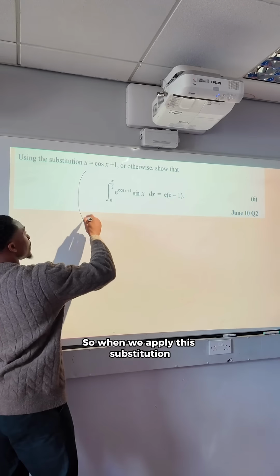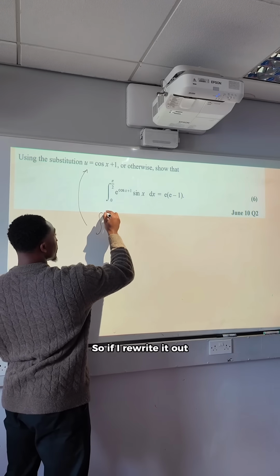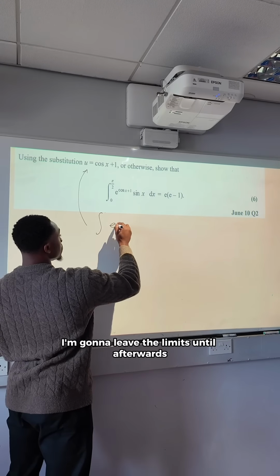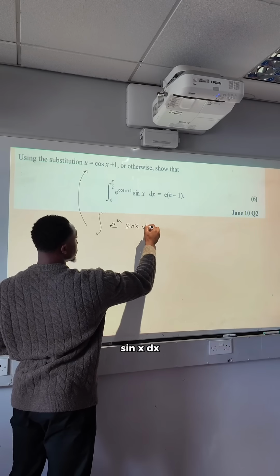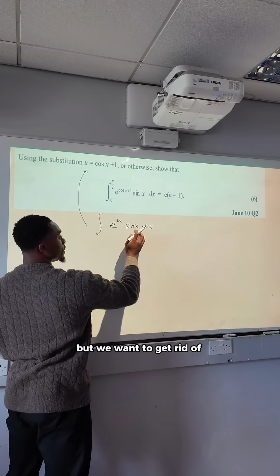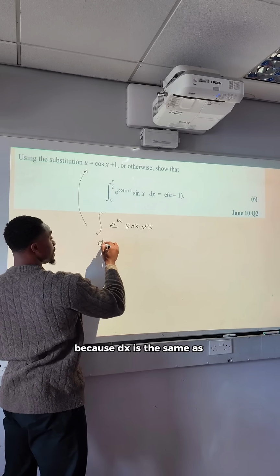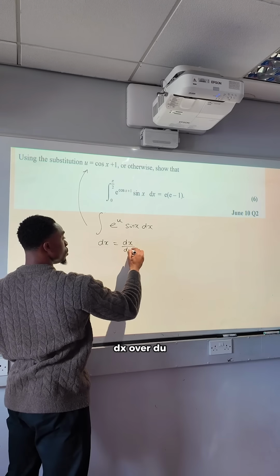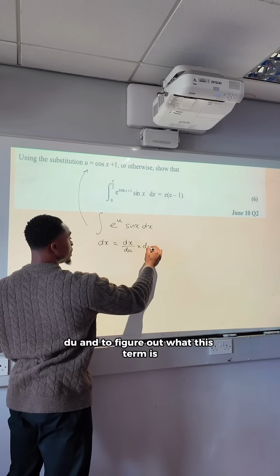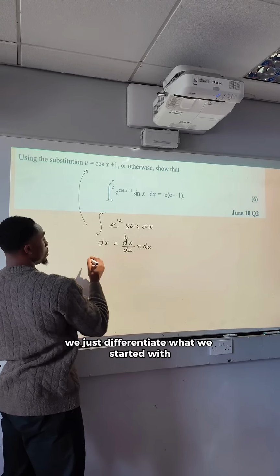When we apply this substitution, we want everything in terms of u. So if I rewrite it out, I'm going to leave the limits until afterwards. This becomes e to the u sine x dx. But we want to get rid of the dx and the sine x. We can do that using the chain rule, because dx is the same as dx over du multiplied by du. To figure out what this term is, we just differentiate what we started with.